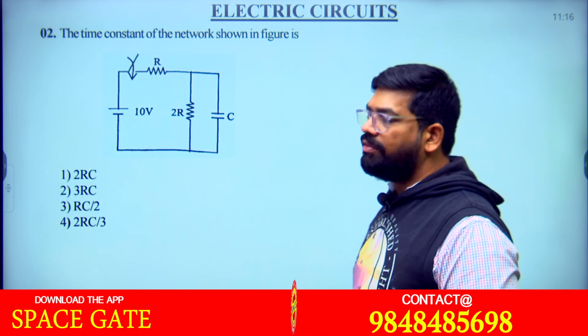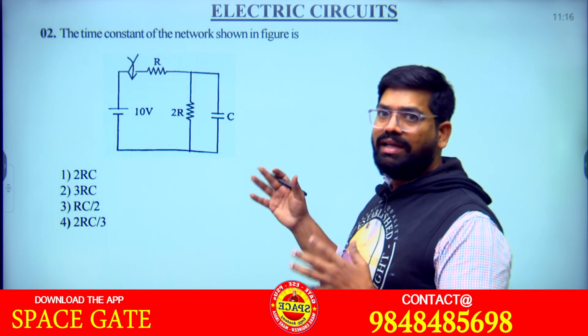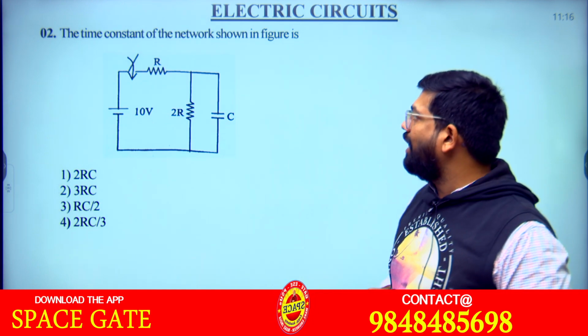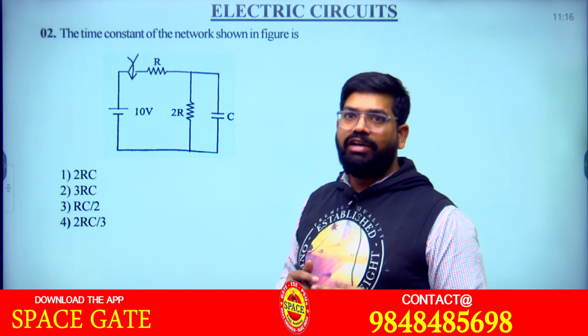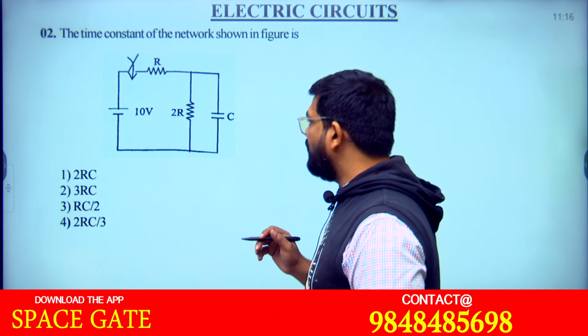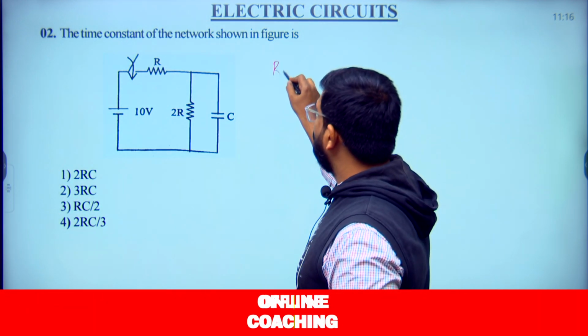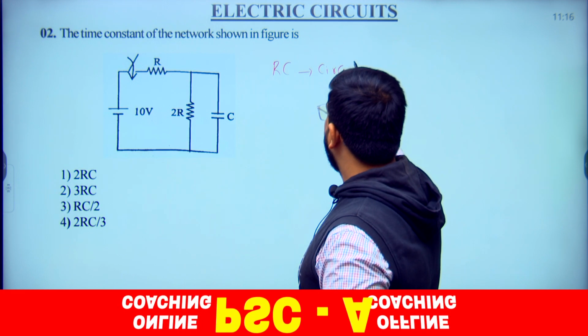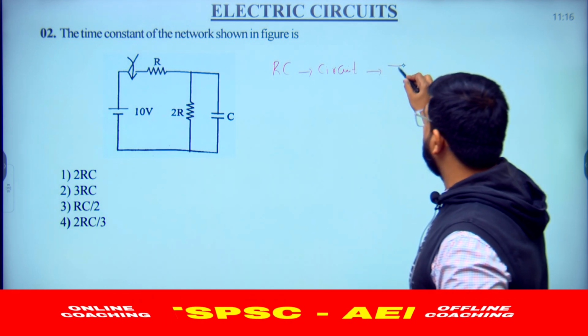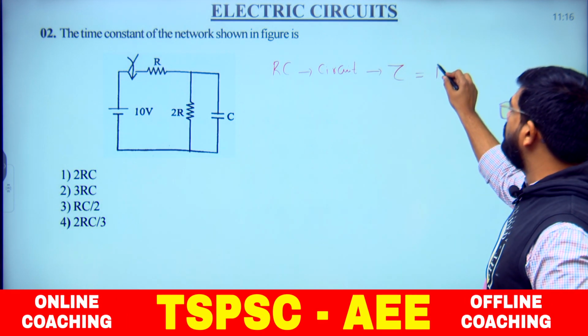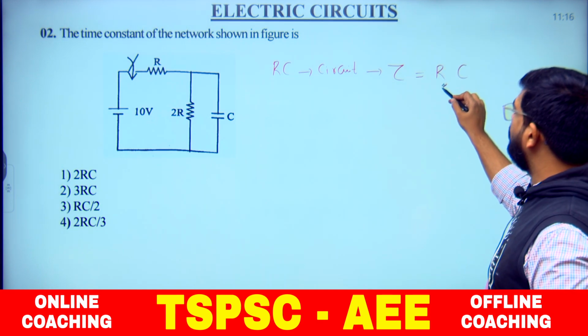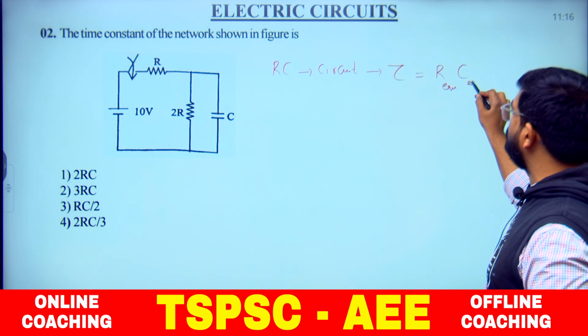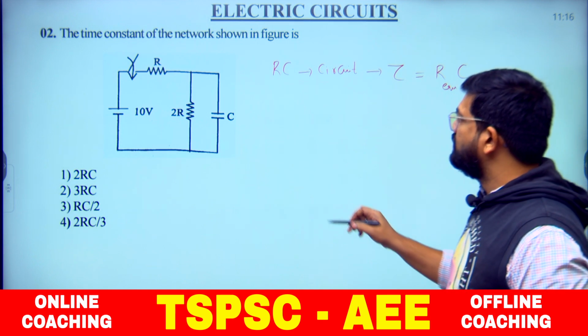Okay, so what we have here? The question is about finding the time constant for the network shown in the figure. So look here. First of all, when we have an RC circuit, what must be the time constant? Time constant tau is equal to R into C. Whenever there are multiple elements, we take it as R equivalent and C equivalent.